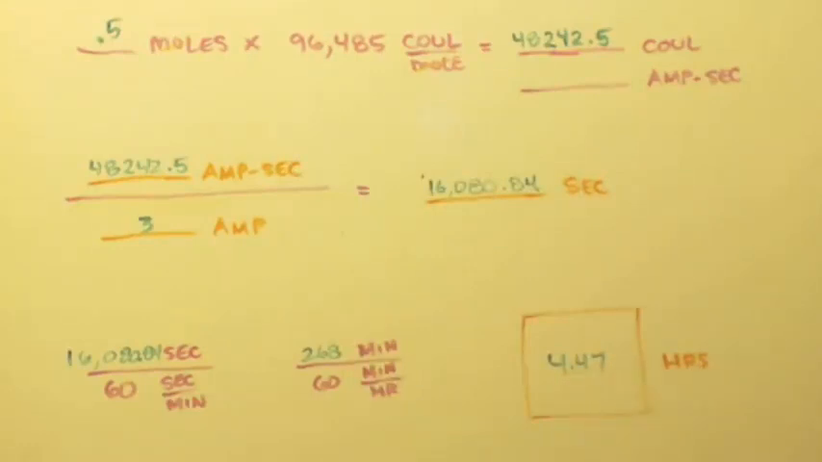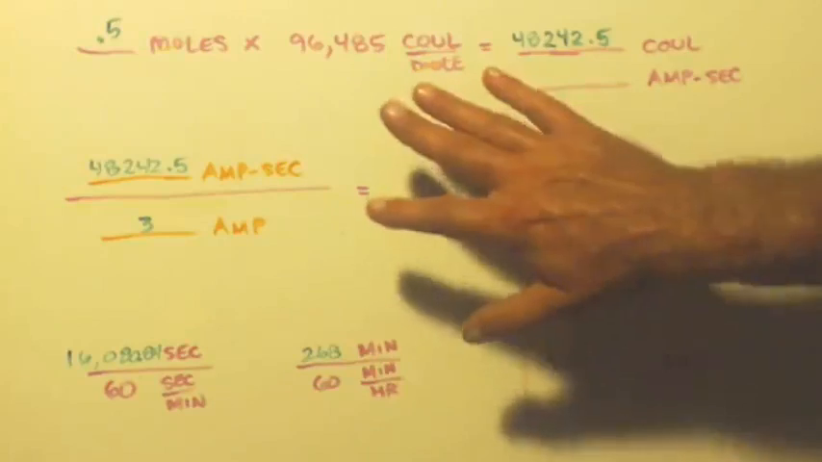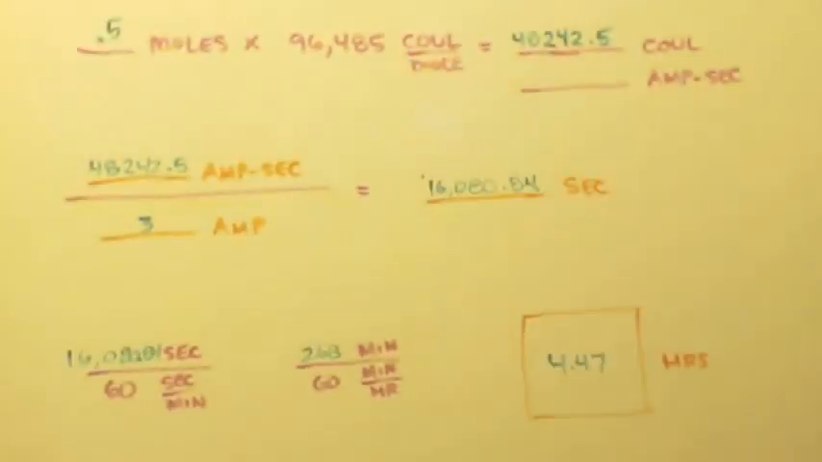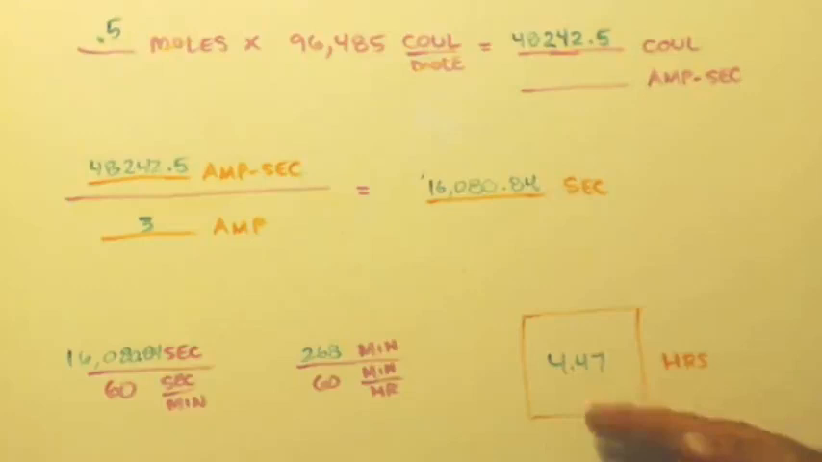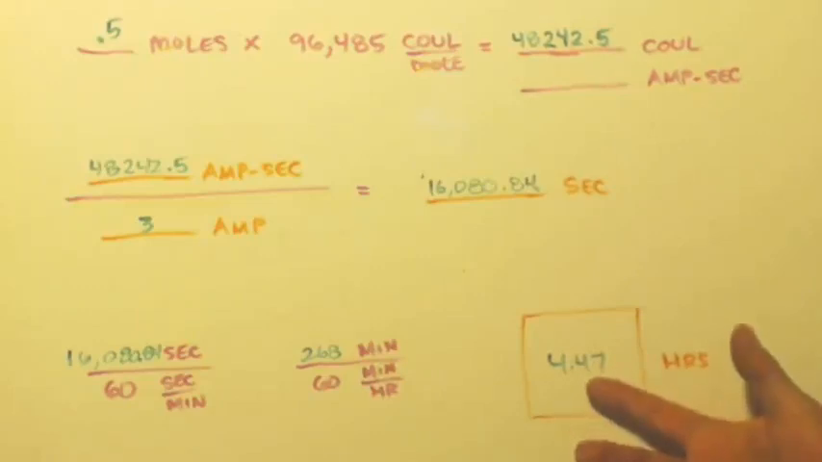Now this is for a 1 electron transfer, to do 1 molecule. If it took 2 electrons, then you would need twice as much power, which would make it take twice as long, you know what I mean? You'd have to double this. If it was a 3 electron transfer, you'd have to multiply this by 3, 3 times 4.47.